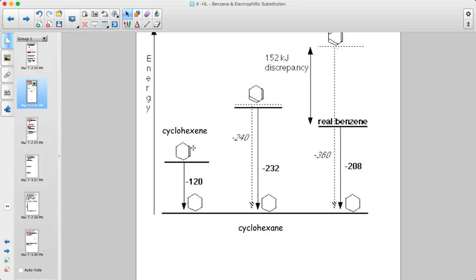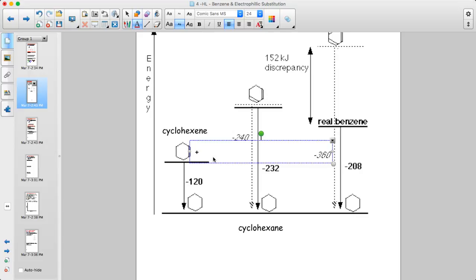So again, we add 1 hydrogen here, and it turns into cyclohexane. We get 120 kilojoules per mole released. If we do that twice, we get almost 240 released. It's about as close as we can get to. Let me add a 2 in there.